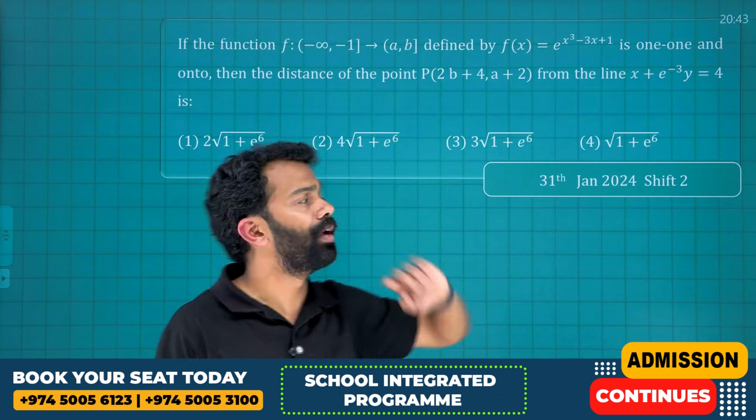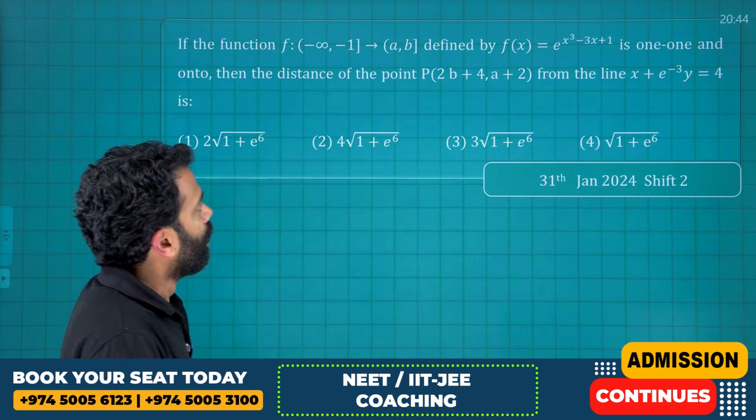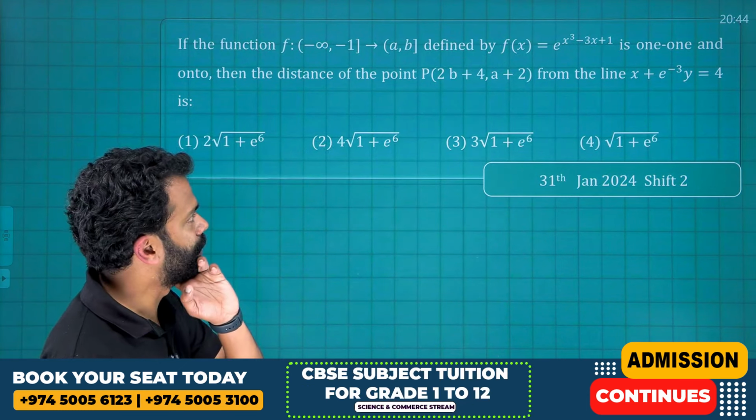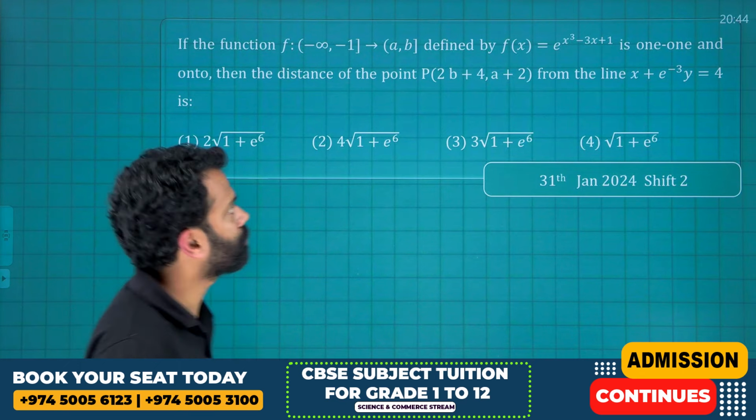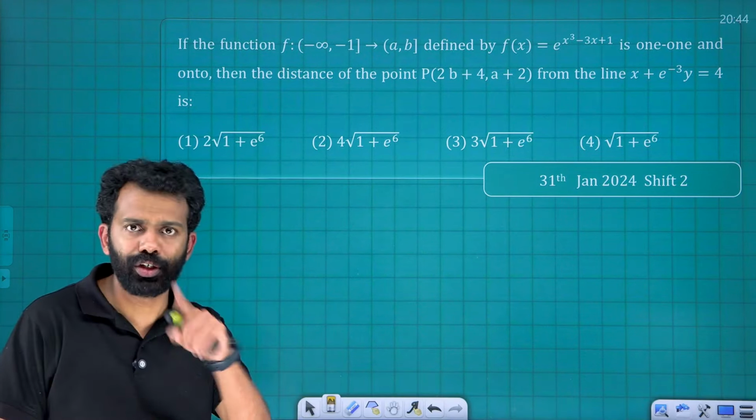Codomain will be equal to range. Okay, both the same. Okay, we can formulate that. So let's find the range. We need to find the range first.